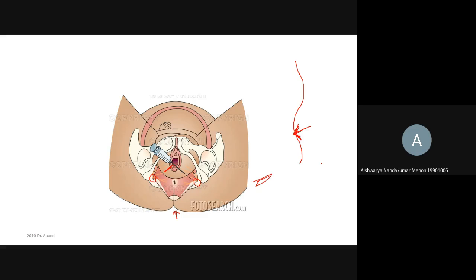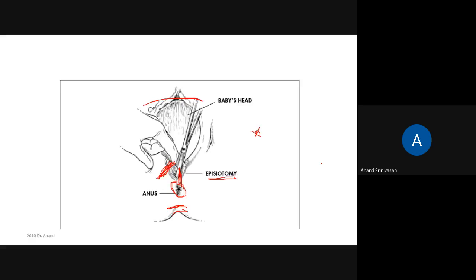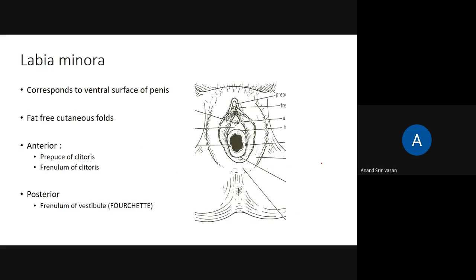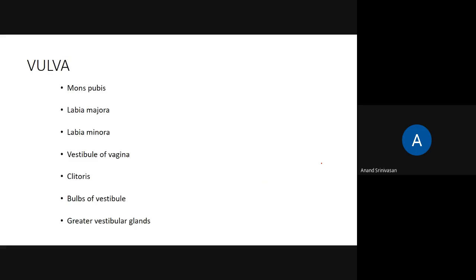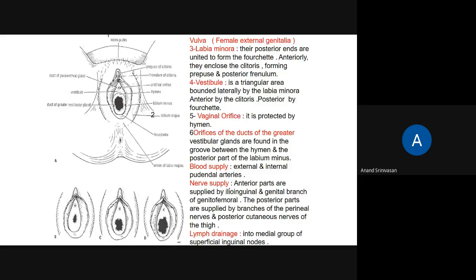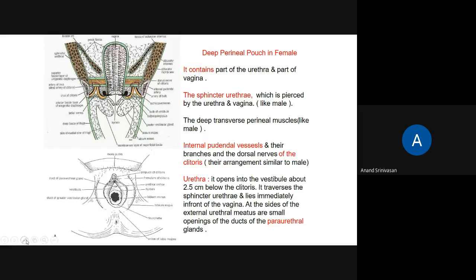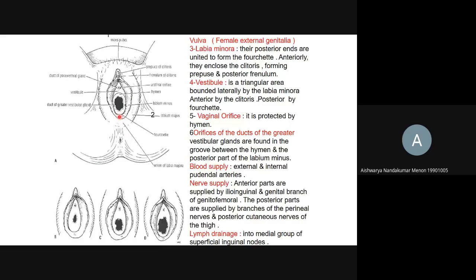Thank you, sir. One more doubt: is the gland present on the labia minora or behind it? It is behind the labia minora. Yes, so here you can see. Just a second. This is the gynecological perineum, and that's behind it. That's behind the labia minora. All right, thank you.